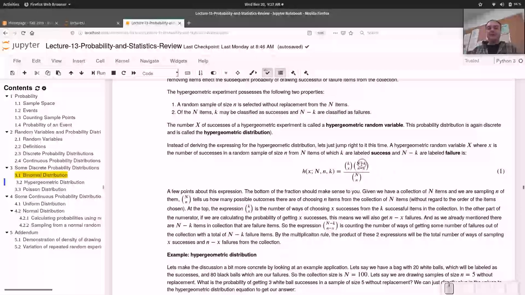I won't go through the derivation this time. It's not too tough to come up with this formula on your own, but this represents the discrete hypergeometric distribution given those 4 parameters. If you calculate this, it will tell you the probability of getting x successes sampled from the experiment with these parameters: the total number of items, where we're sampling small n items, and there are K successes in the bag.